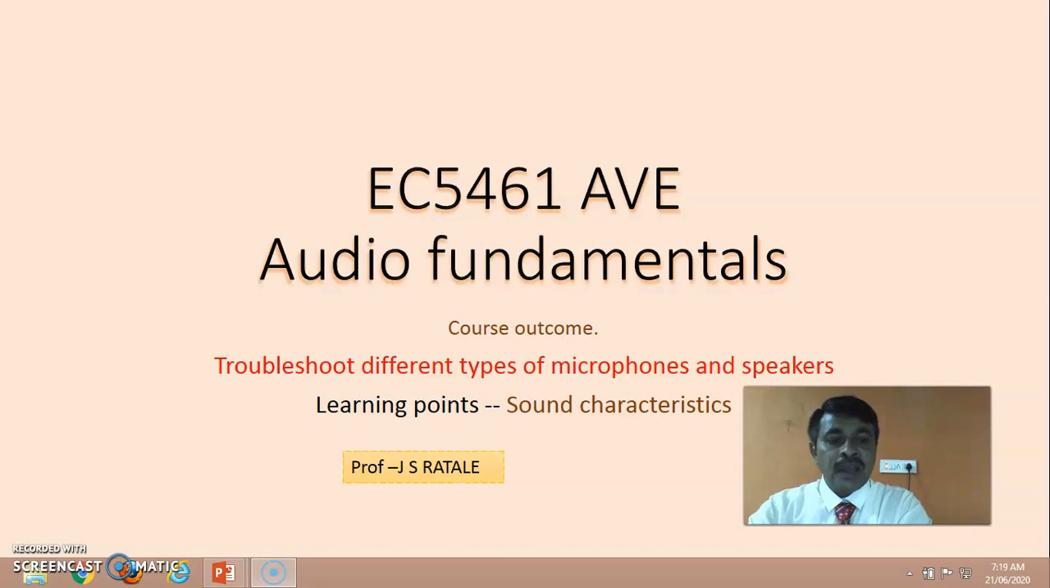Student must be able to test a microphone and speaker using a multimeter, check the XLR cable for a microphone, and repair the speaker. Lastly, they will be able to create or build an amplifier circuit for microphone as well as speaker. These are some important course outcomes of Unit 1.